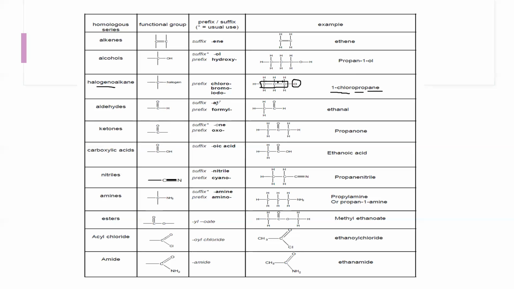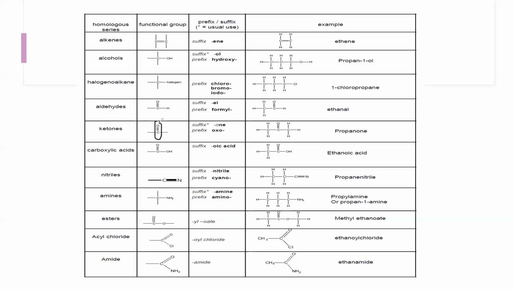Then aldehydes, normally we use as a suffix. In this one, you can see 2 carbon atoms. That's why it's eth. Between the carbon atoms there's a single bond, so it is an. And due to this functional group, C double bonded with O and H, it is an aldehyde, so it is al. So it's ethanal.